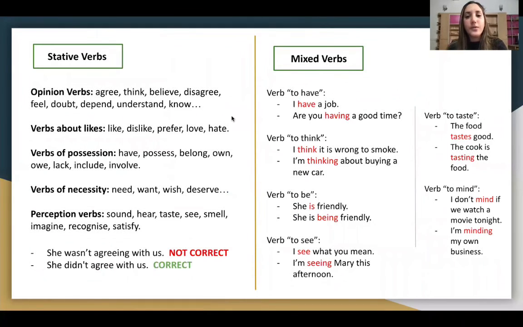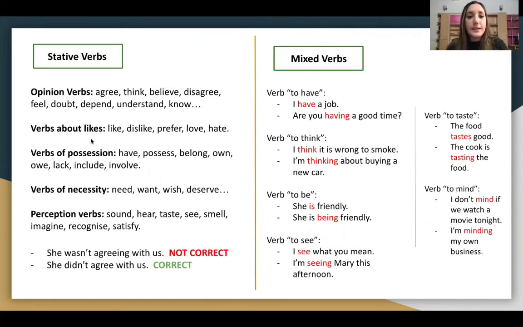To know how to formulate the sentences, we must be clear about certain rules of the verbs: stative verbs and mixed verbs. Stative verbs are verbs that cannot be used continuously, and these are opinion verbs: agree, think, believe, disagree, feel, doubt, depend, understand, know, and others.